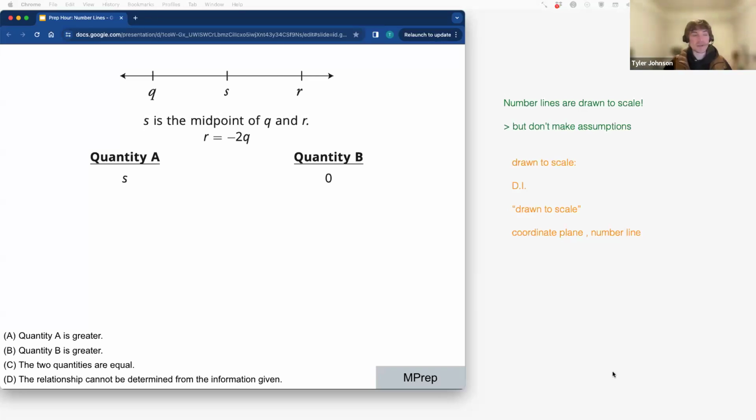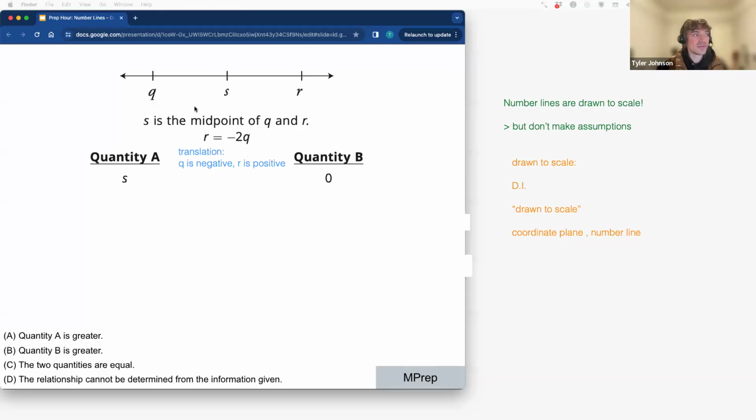Okay, let's talk about this one. First of all, I want to talk about the upfront information. They tell you R is equal to -2Q. The fact that there's a negative being multiplied there and the fact that R is further right, that guarantees two things. R has to be a positive value and Q has to be something negative.